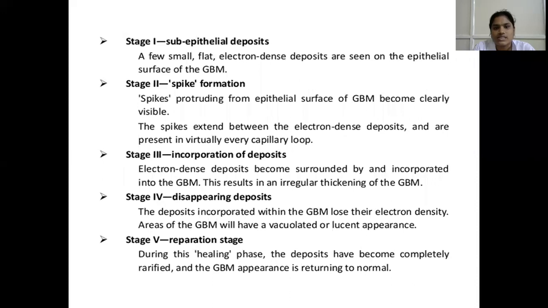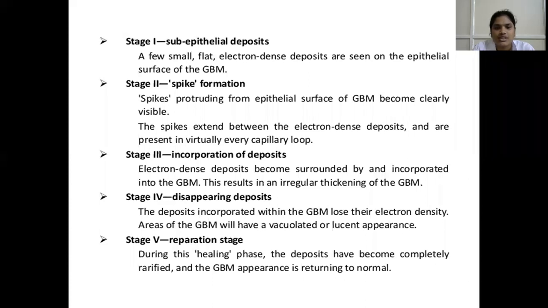So these are the stages. Stage 1, subepithelial deposits: a few small flat electron-dense deposits are seen on the epithelial surface of the basement membrane. Then stage 2 is the spike formation. So spikes protruding from the epithelial surface become clearly visible. The spikes extend between the electron-dense deposits and are present in virtually every capillary loop.